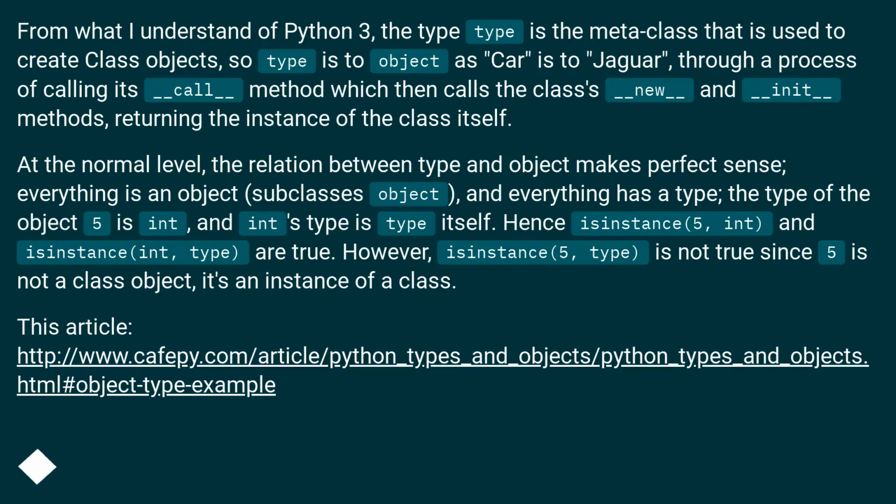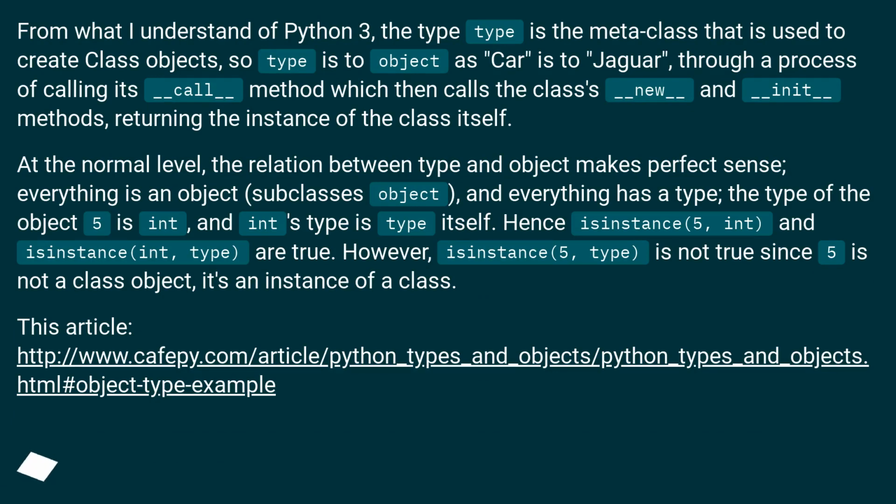From what I understand of Python 3, the type is the metaclass that is used to create class objects. So type is to object as car is to Jaguar, through a process of calling its call method, which then calls the class's new and init methods, returning the instance of the class itself.